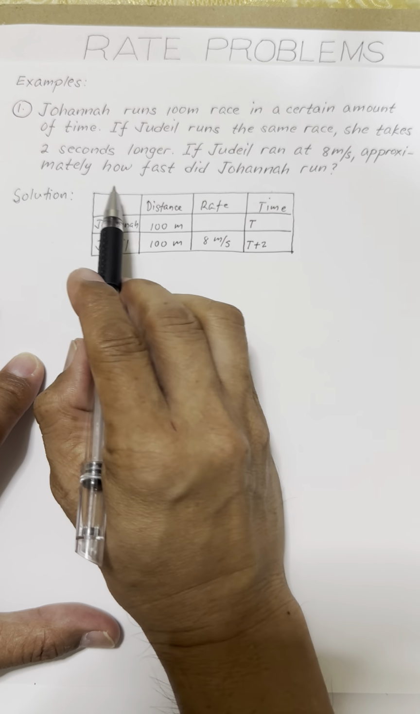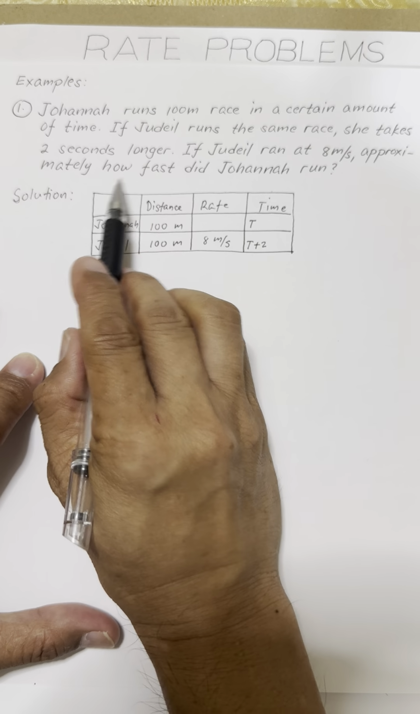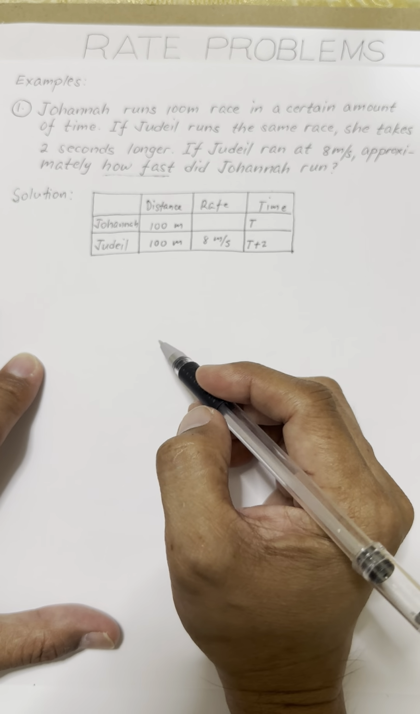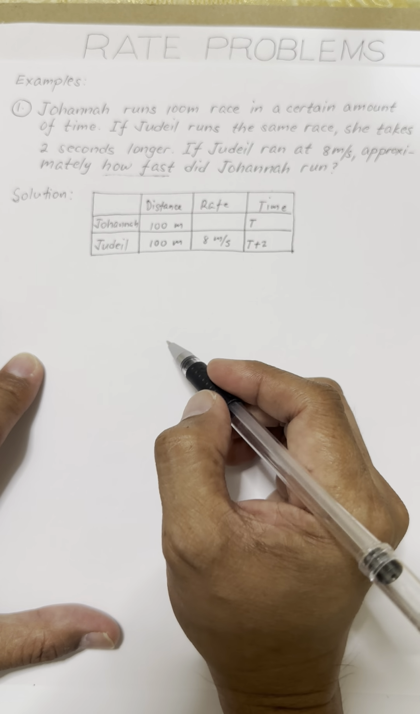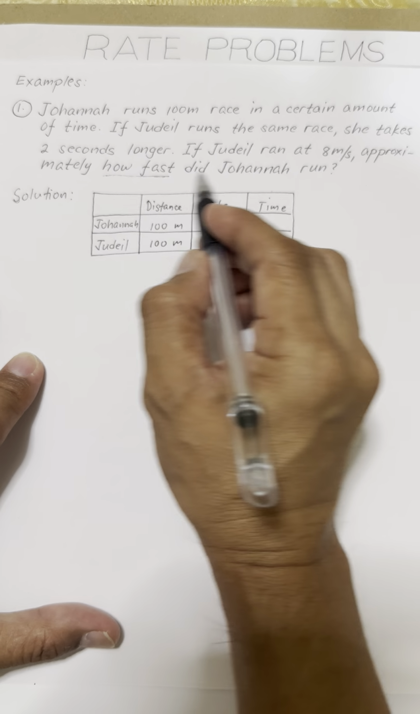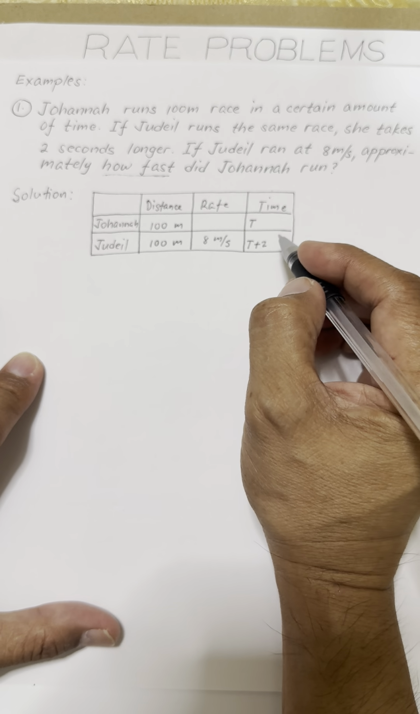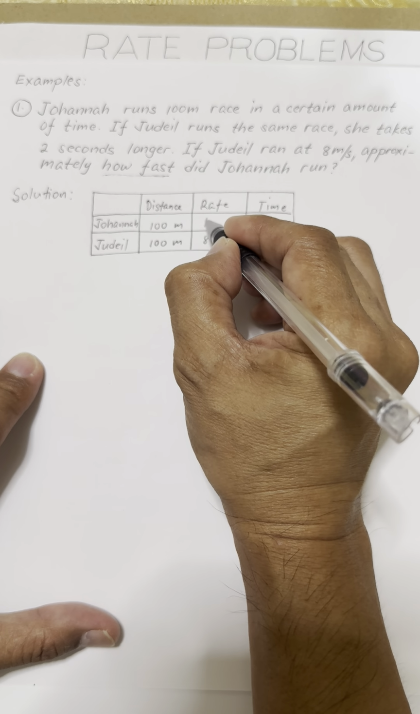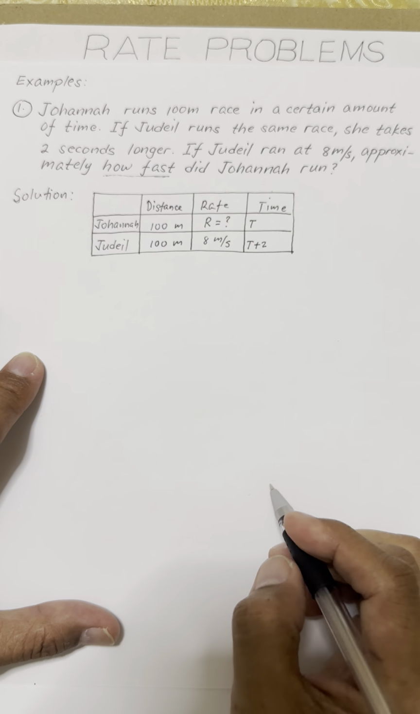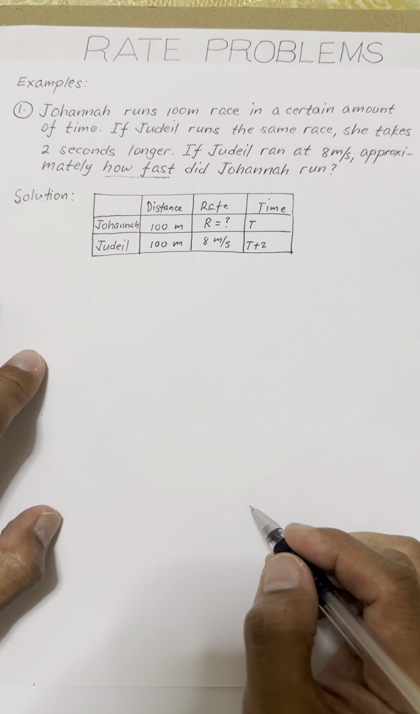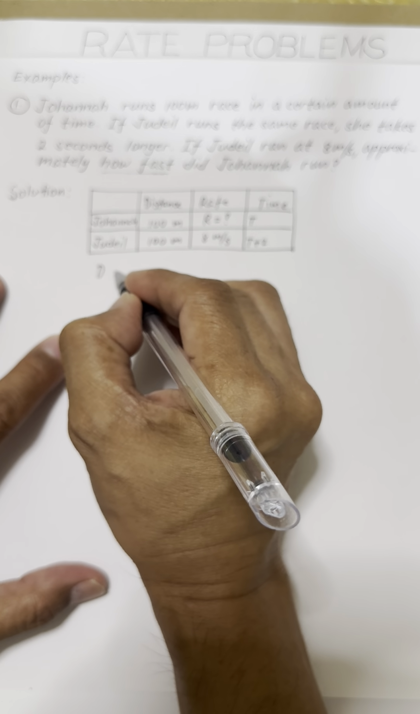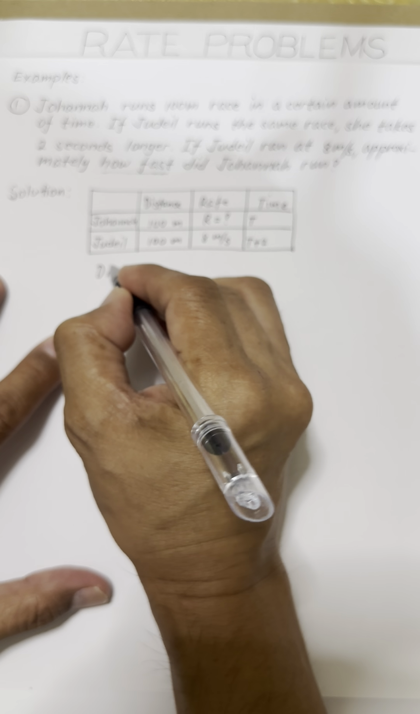Now the question is, how fast? The word how fast means that is rate. That is distance per unit time. So how fast did Johanna run? It means we need to find the rate of Johanna. So that's the problem.